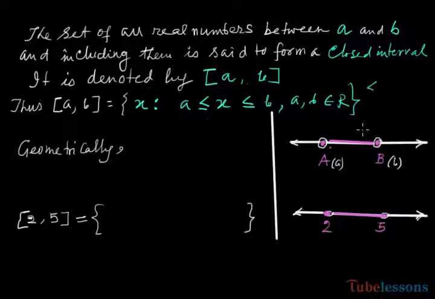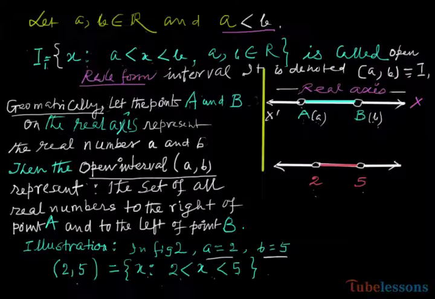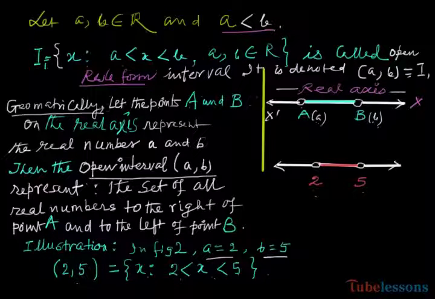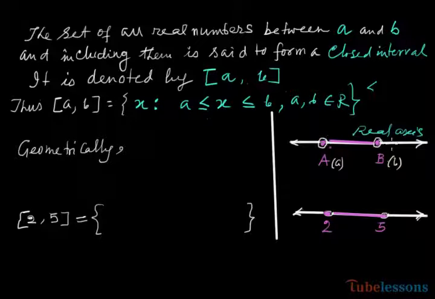This is the real axis where we consider 2 points A and B. Point A represents the number A and point B the number B, as it is including. So instead of the hollow circle, which we showed in the previous figure, now we are considering a closed circle. So geometrically this represents the closed interval [A, B].